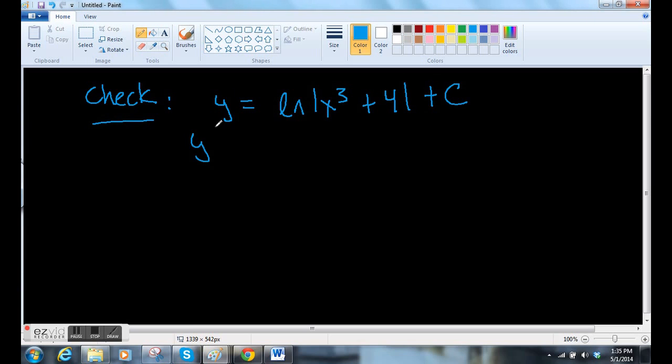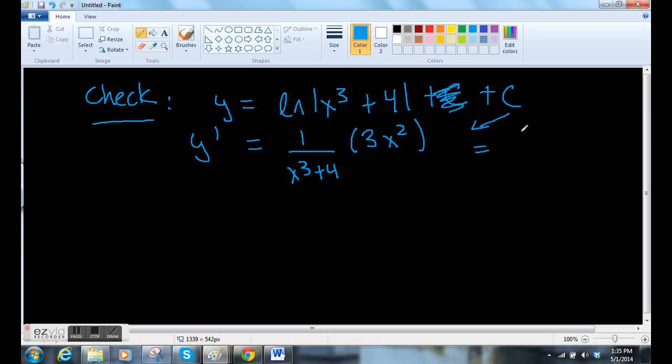The derivative of this is 1 over x cubed plus 4, because you're sort of essentially ignoring the absolute value, times, take the derivative of what's inside, 3x squared, derivative of 4, oops, sorry, there's no constant. Oh yeah, there was a constant. Derivative of a constant is 0. So your final answer here is 3x squared over x cubed plus 4.